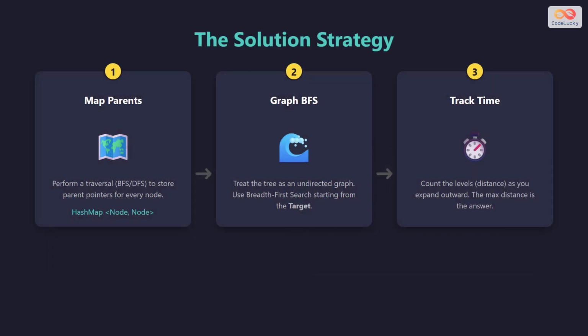To solve this, we can think of the tree as an undirected graph. Our strategy has 3 steps. First, we map every node to its parent. Second, we treat the tree as a graph and run a breadth-first search starting from the target. Finally, we track the time levels needed to reach the furthest node.